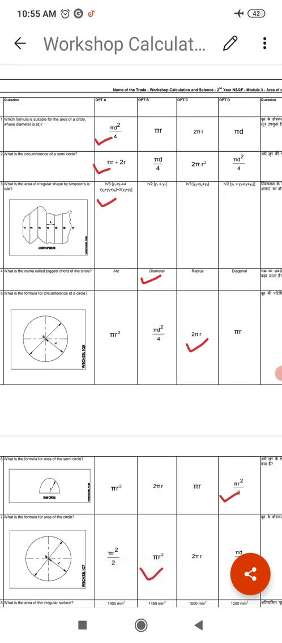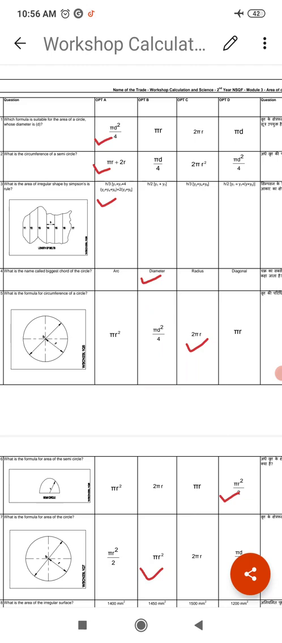Which formula is suitable for the area of a circle whose diameter is d? Option A, 5/4 into d square, or pi d square upon 4. Option A. Next, what is the circumference of a semicircle? It's pi r plus 2r. Next, what is the area of an irregular shape by Simpson's rule? Option is h upon 3 bracket y1 plus y7 plus 4 bracket y2 plus y4 plus y6 bracket close plus 2 bracket y3 plus y5 bracket close.